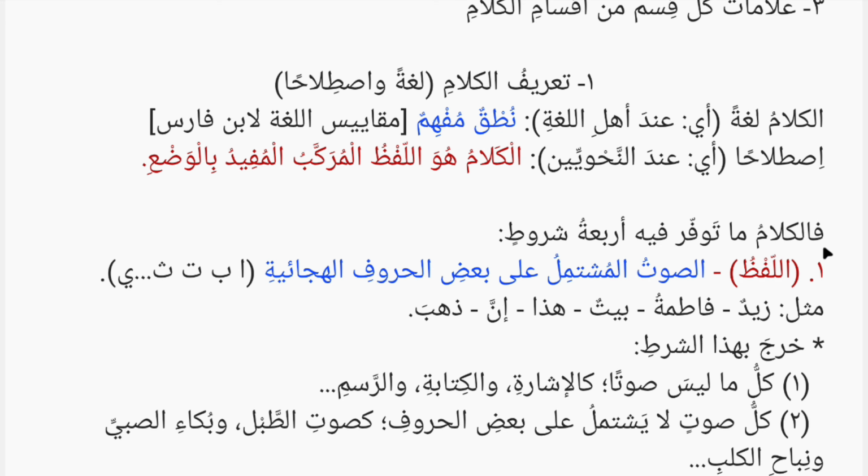This is point number 1, the definition of al-kalam according to the people of Nahu. So what is kalam? Al-kalamu huwa al-lafdhu al-murakkab al-mufid bil-wad'. So we've mentioned 4 conditions, 4 points. فالكلام ما توفر فيه 4 شروط. Therefore, kalam is that which fulfills 4 conditions. If it fulfills these 4 conditions, lafz, murakkab, mufid, bil-wad', then we can say this is kalam according to the grammarians.